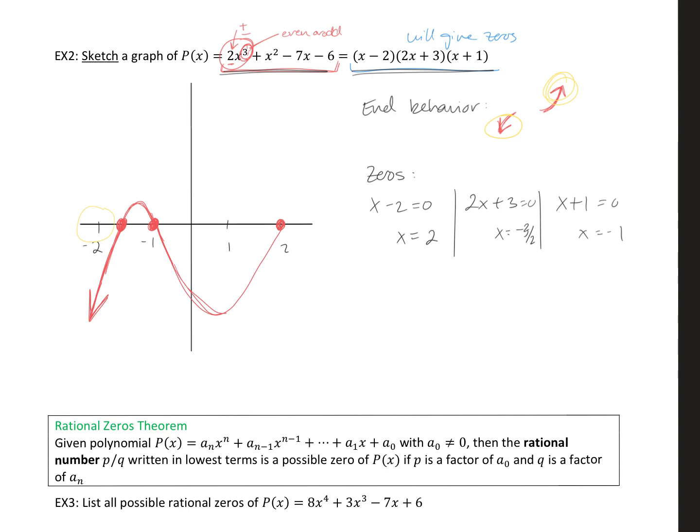Where, again, we don't know. It's just a sketch. And it heads on up. And there we go. We have a rough sketch of our graph, again using the end behavior and then our zeros.